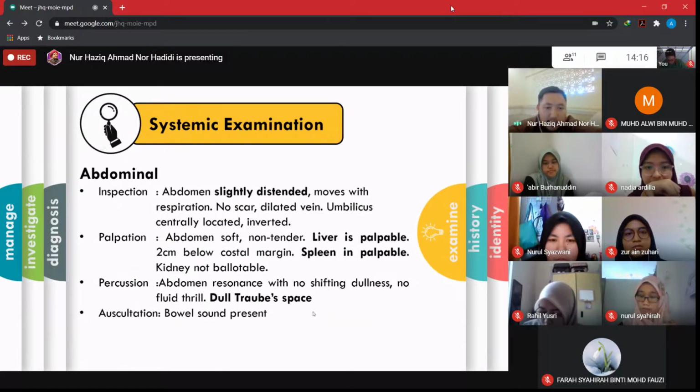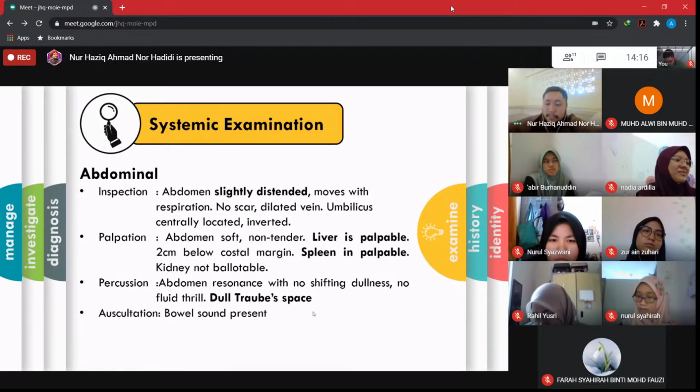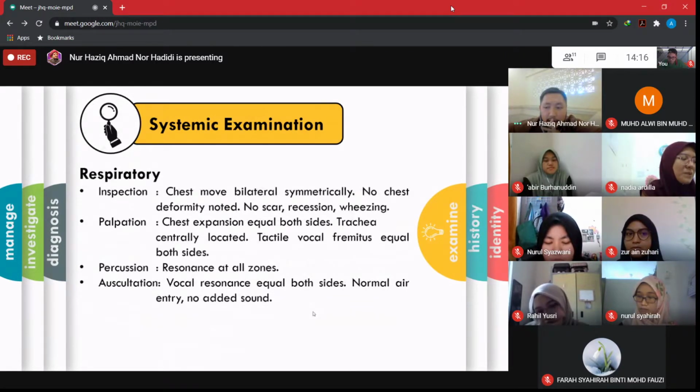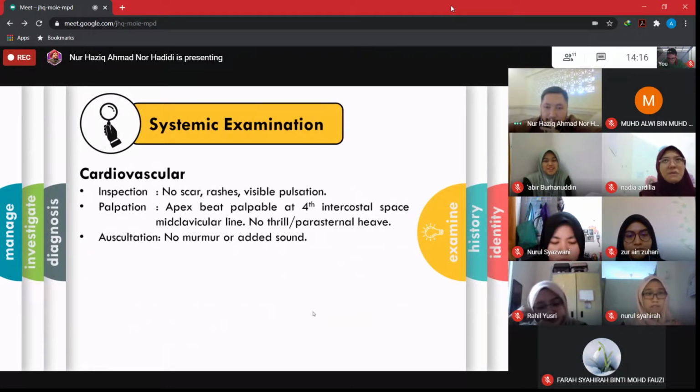On percussion, the abdomen was resonant with no shifting dullness, no fluid thrill. However, there is a dull traube space. And on auscultation, bowel sound was heard. So basically, the other systemic examinations are unremarkable.